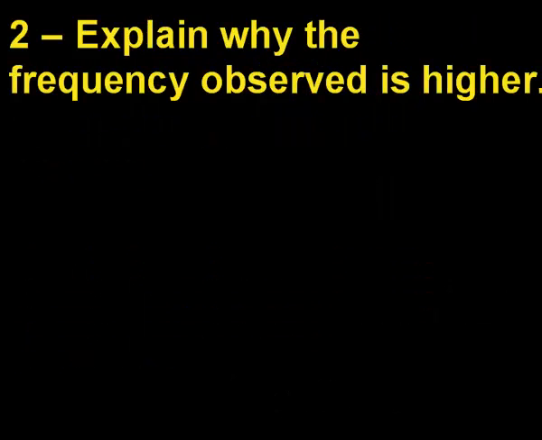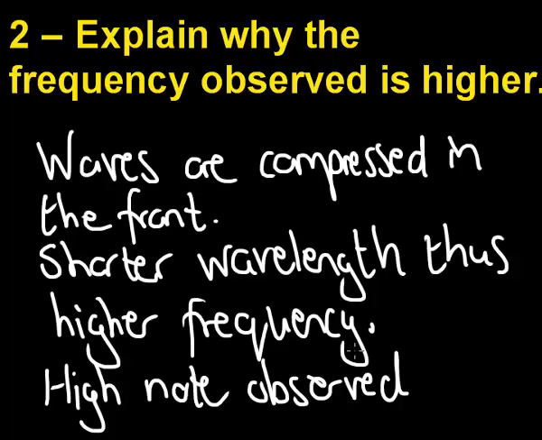Secondly, explain why this frequency observed is higher. Now you will always start off by saying, in this case, the waves are compressed in the front, which means a shorter wavelength. That means an increase in frequency, and then we go over to the fact that it's a higher note. So it's always in the order of wavelength, frequency, and then the highness or the lowness of the note. So waves are compressed in the front, shorter wavelength, higher frequency, thus a high note is observed.